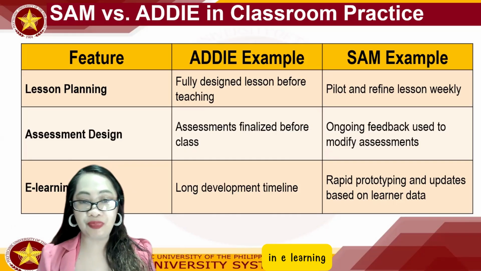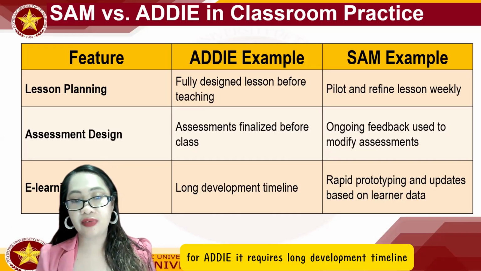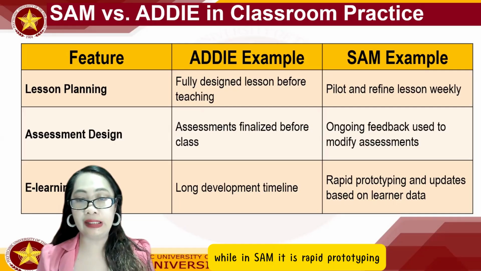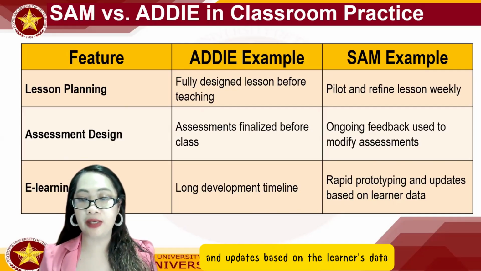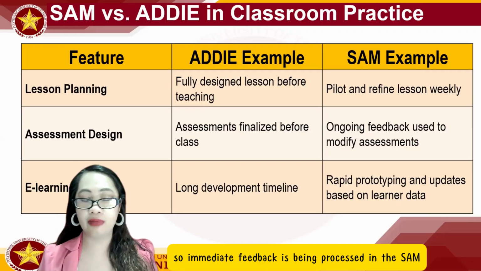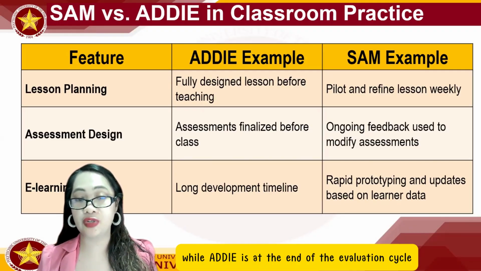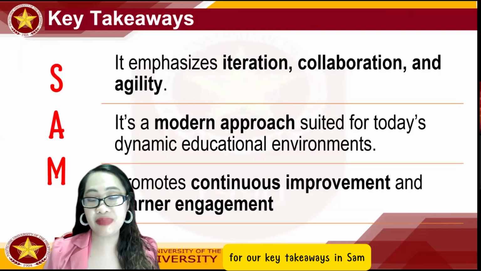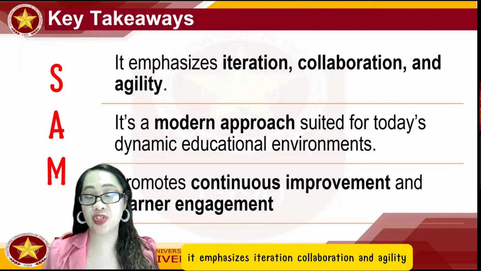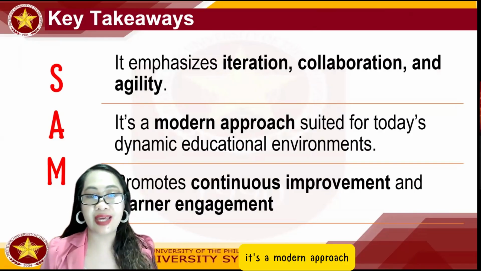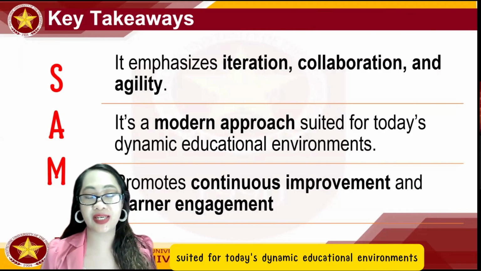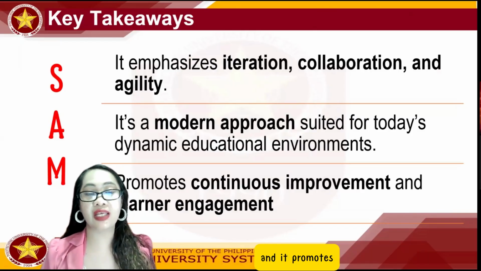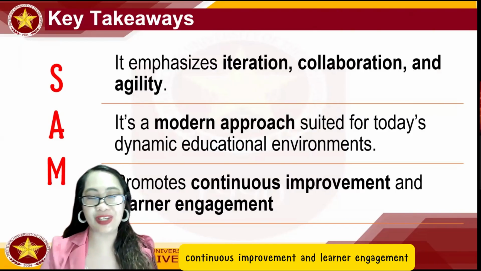And e-learning. For ADDIE, it requires a long development timeline, while in SUM, it is rapid prototyping and updates based on the learner's data. So immediate feedback is being processed in the SUM, while in ADDIE it is at the end of the evaluation cycle. Continue. For our key takeaways, SUM emphasizes iteration, collaboration, and agility. It's a modern approach suited for today's dynamic educational environments, and it promotes continuous improvement and learner engagement.